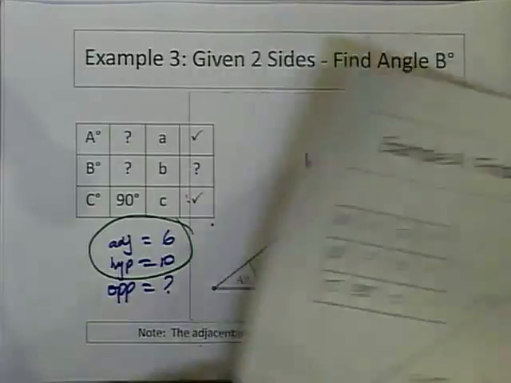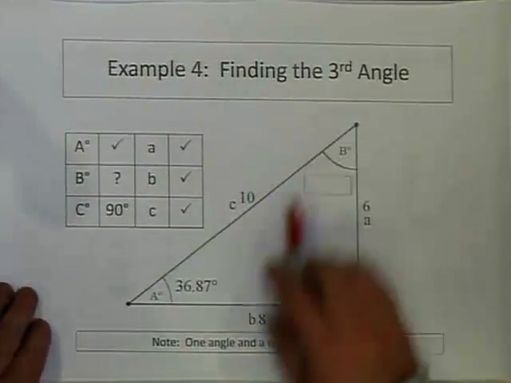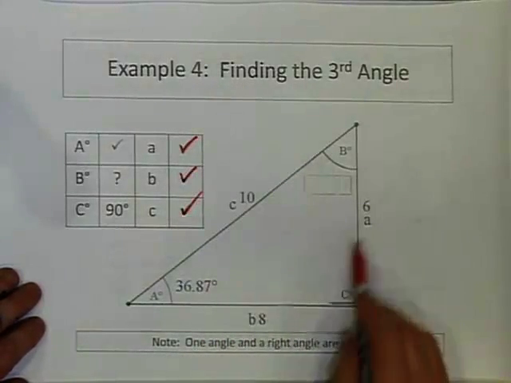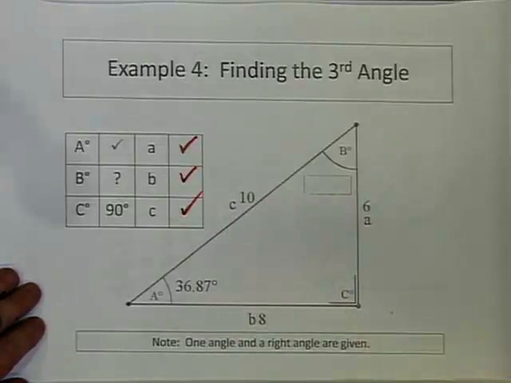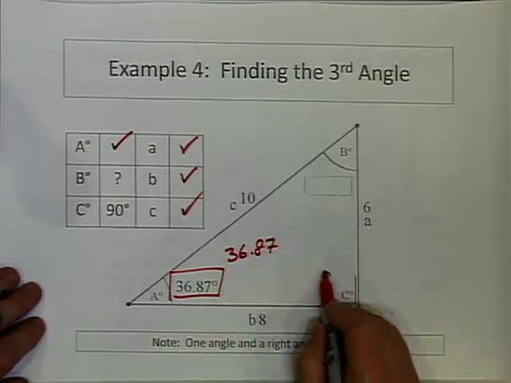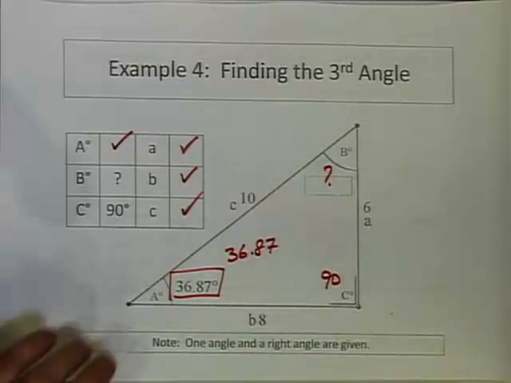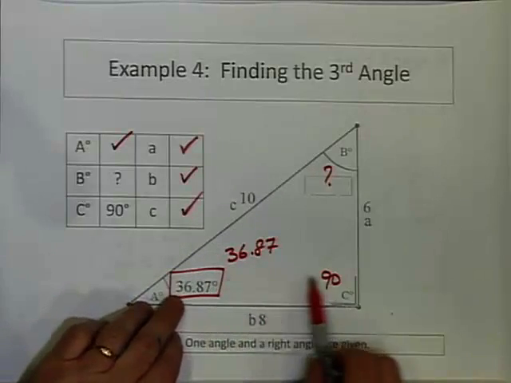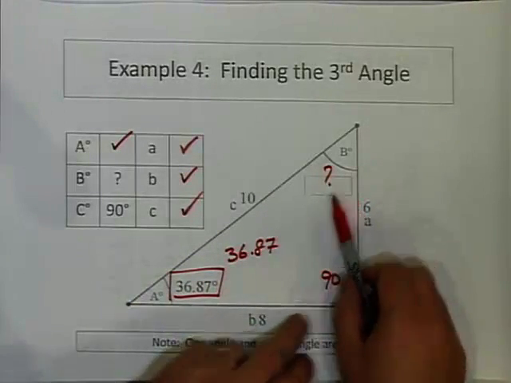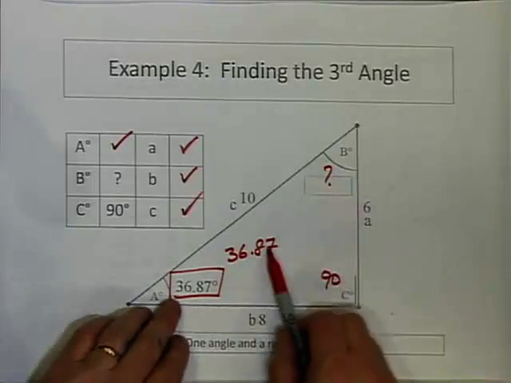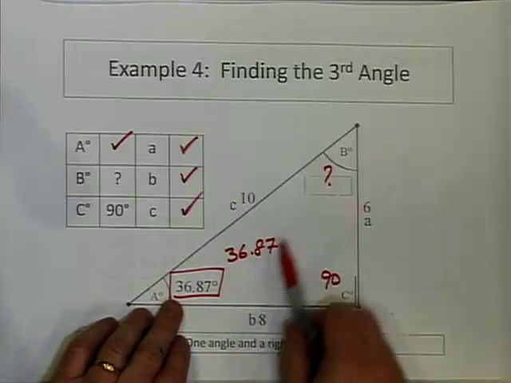Now, a relatively straightforward question. Finding the third angle. We know the three sides in this particular question, 6, 8, and 10. We know one of them, A, we're told is 36.87. This is 90. So what's this one? Well, forget the maths for the moment. If this was 30 and this was 90, what would that be? 30 and 90 would be 120, plus 60. Is that okay? This is slightly more than 30, so it'll be less than 60.